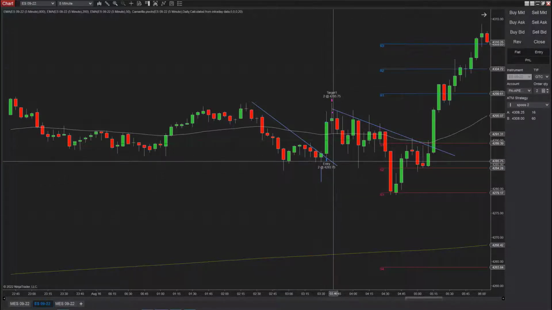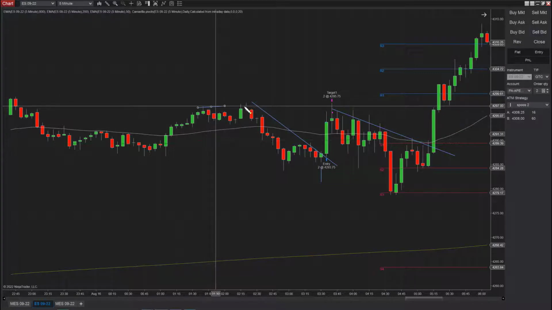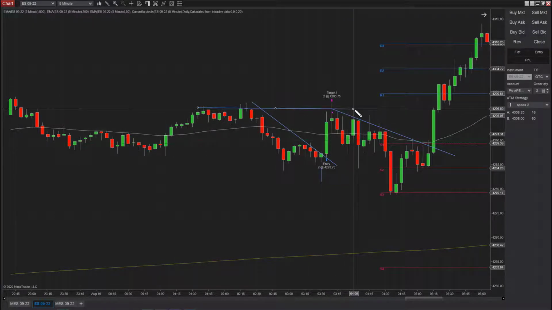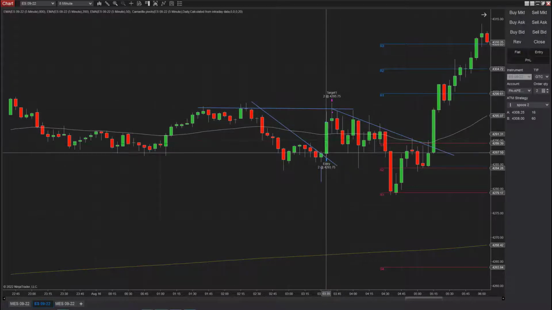We got a long entry at 4293.75, kind of at the top here. We're anticipating the market to get right into this area of resistance, which we did. It broke up into it, and we got our points there off S&P, because this 5-minute bar just kind of exploded to the upside that we saw here. So we took one trade to the upside, a nice $200 profit that we took right off there.